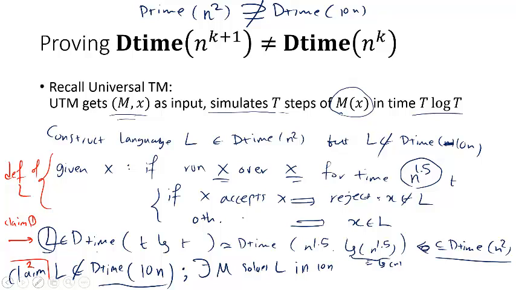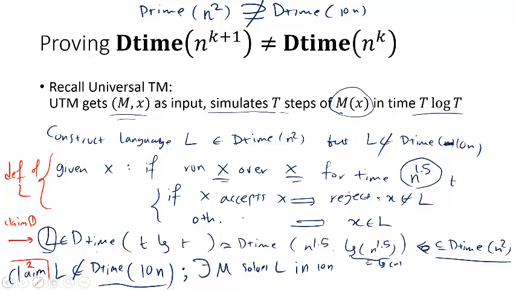So the first part says that this language is not too hard. We can actually solve it in n squared time. The last part that I want to say to finish the class is that this language, because of the way I defined it, cannot be solved in time n. It would be self-contradictory if I could solve it in time n.